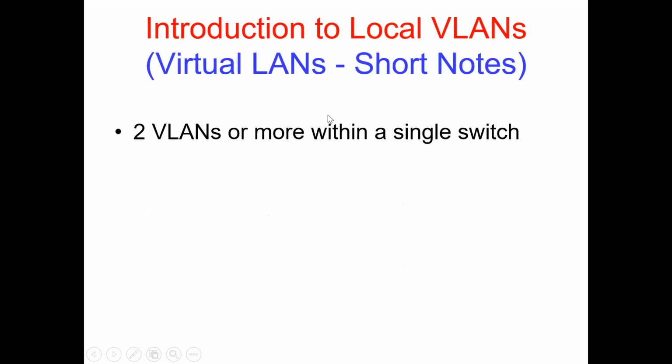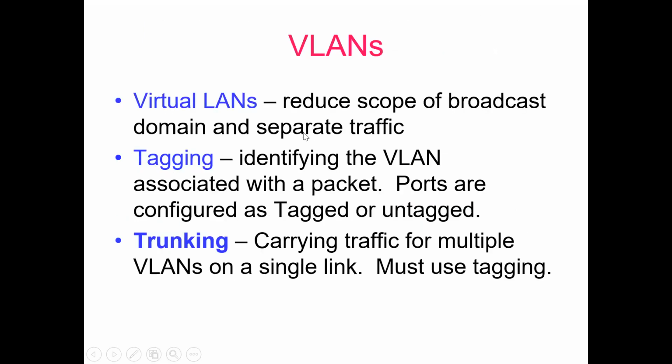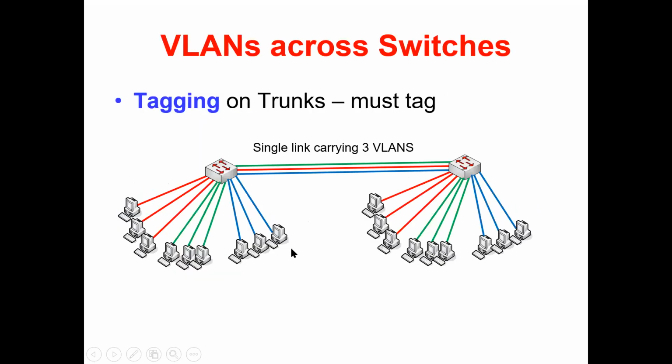So those are the basics. You know about what edge ports are and why we use them. We call them virtual LANs. Tagging, I've explained, is that concept of, in quotes, coloring frames so that they belong to specific VLANs. And trunking is carrying multiple traffic on a single link. Now, this is another example.